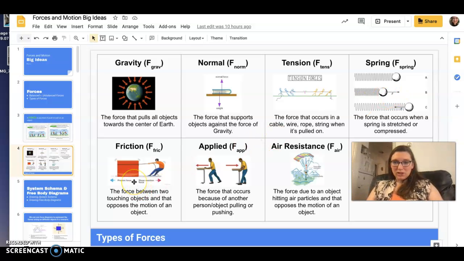We've got the force of friction, which is rubbing against things. It always works in opposition to the motion of the object. Applied force is just like a push or a pull, and then air resistance is the friction that you have with the air.